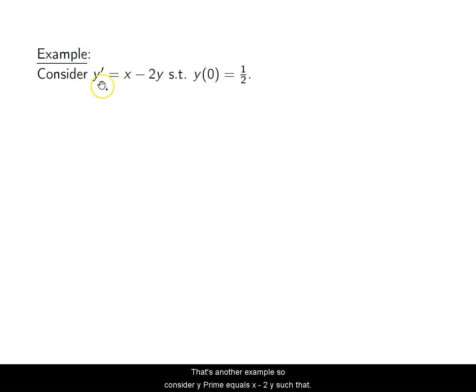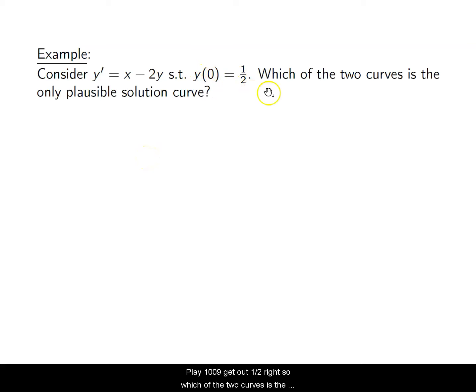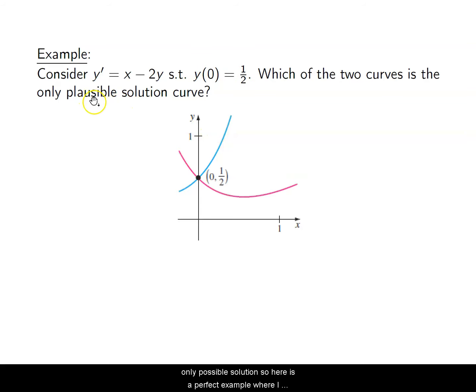Okay, so let's do another example. Consider y prime equals x minus 2y such that when I plug in 0, I get out 1/2. So which of the two curves is the only plausible solution curve? Here's a perfect example where I have two functions that satisfy the same initial condition. So there are two possible solutions. In this case, there's probably more than that, and they both satisfy this initial condition. So only one of these actually works here, right? So let's think about this.